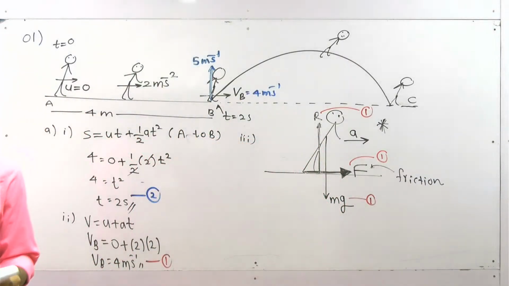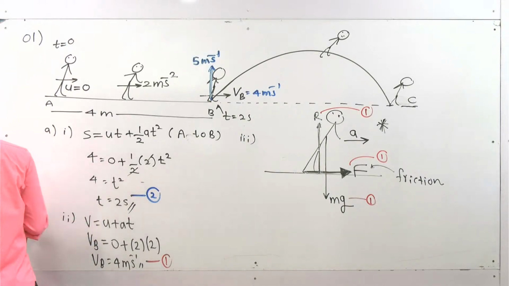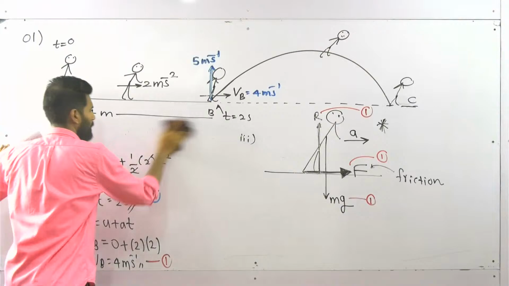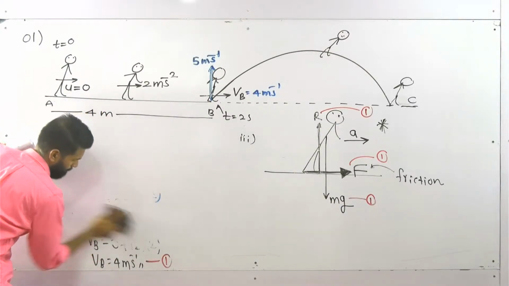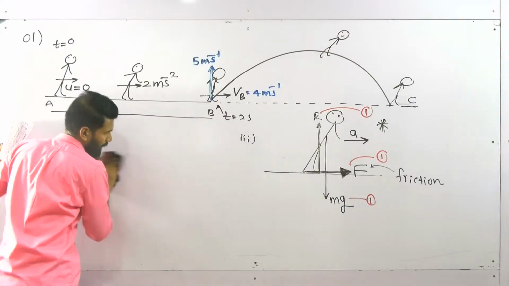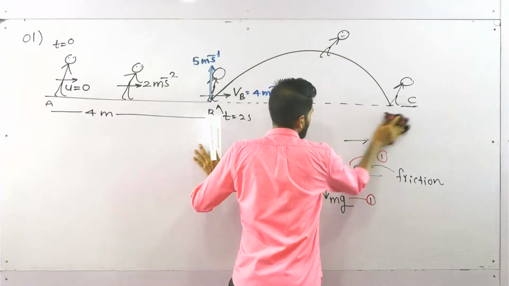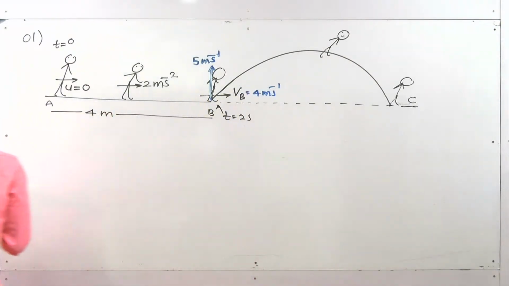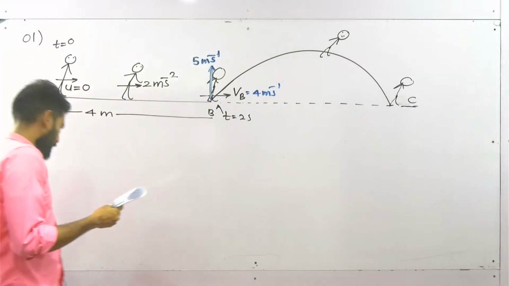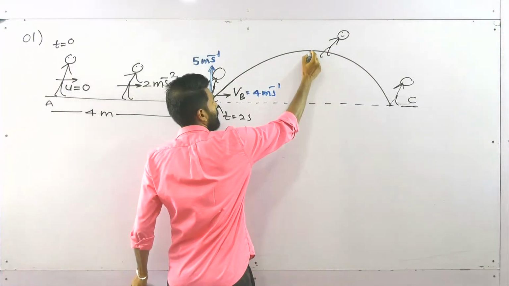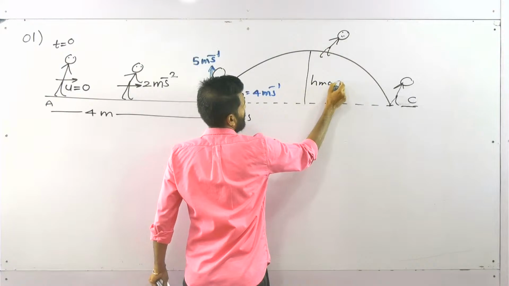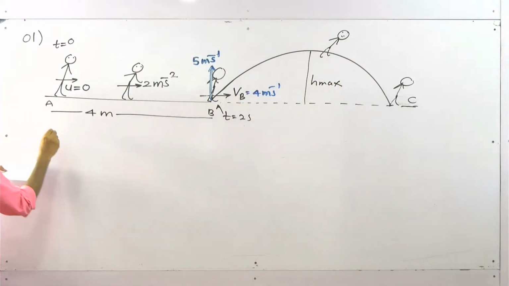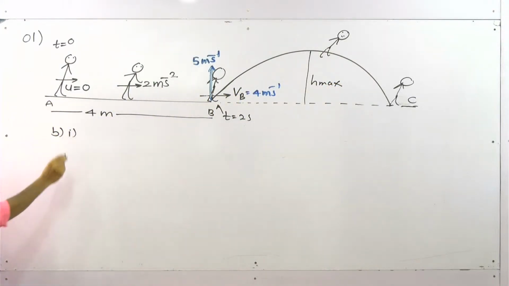Okay, then I'll come to part B. During the jump from B to C, determine the maximum vertical height during the jump. Okay, now I'm coming to the projectile motion part. From B to C, it's a projectile motion. In that projectile motion, you are asked to find the maximum height, H max. Part B, question number 1.